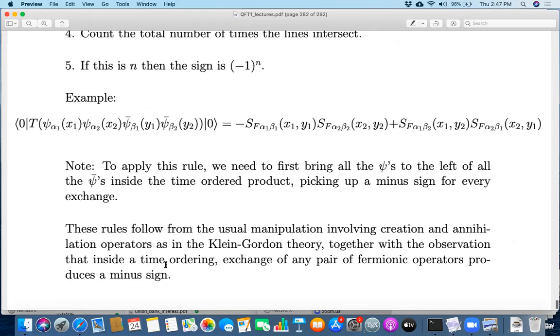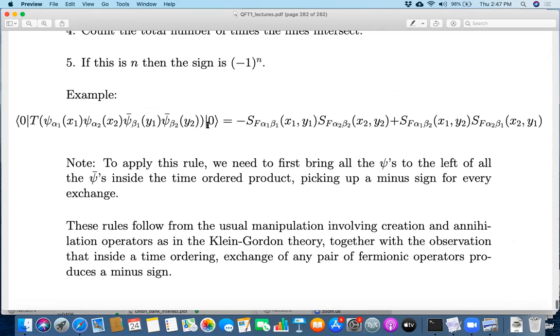Okay, so here is an example. Say a 4-point function, 2 psis and 2 psi bars. So this has two terms, right? You could have connected alpha 1 to beta 1, and alpha 2 to beta 2. That's one possibility. Or you can connect alpha 1 to beta 2 and alpha 2 to beta 1. That's another term, the second term.